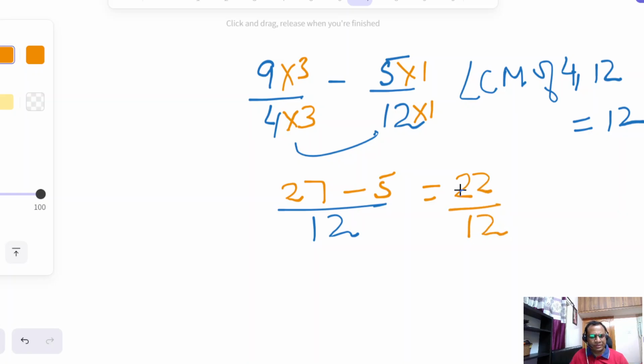You can reduce it further: you just have to divide it by 2 and you get the final answer as 11 upon 6. We'll also learn the divisibility test, which helps us know by which number we can divide. For example, I divided it by 2, right? Why did I select only 2? Because these are even numbers, 22 and 12, both ending with 2. Any number ending with 0, 2, 4, 6, 8 is divisible by 2. So because both were ending with 2 and even, I divided by 2.